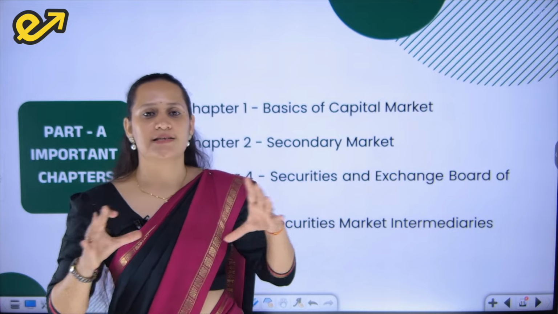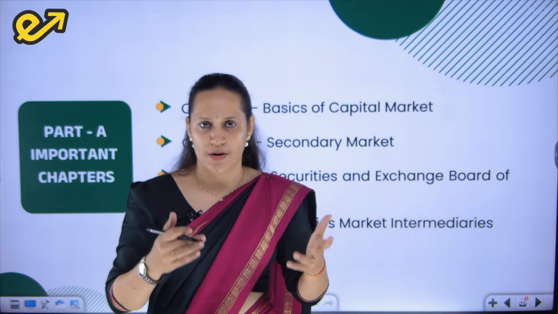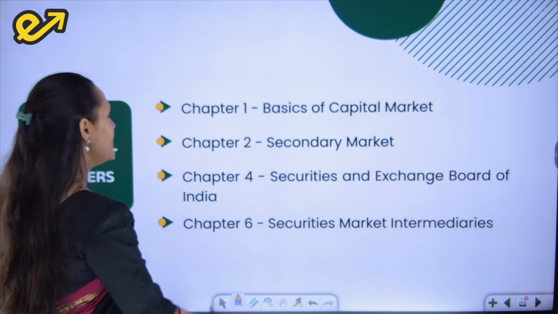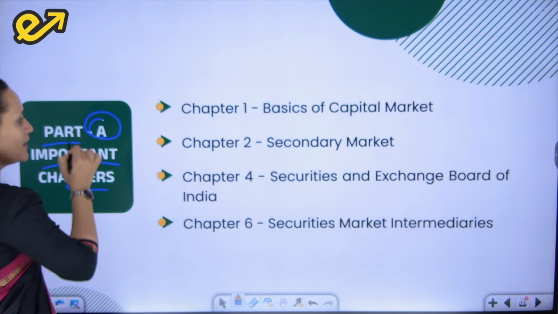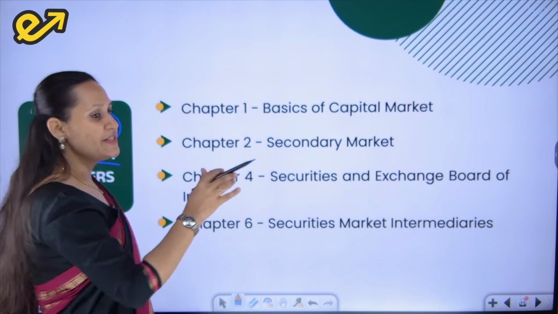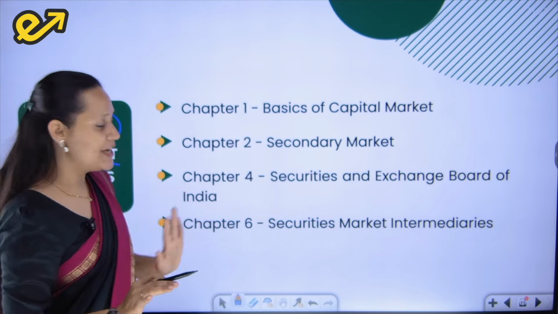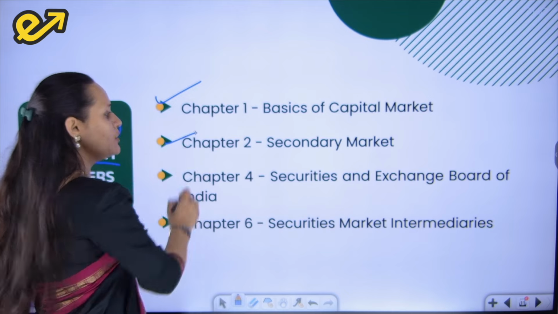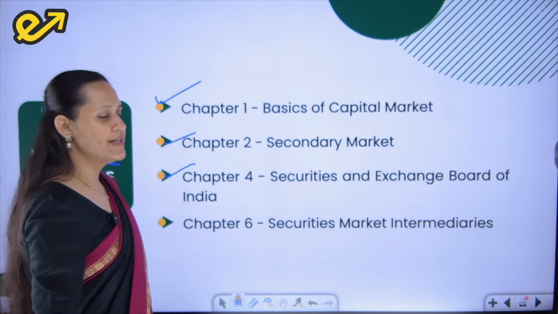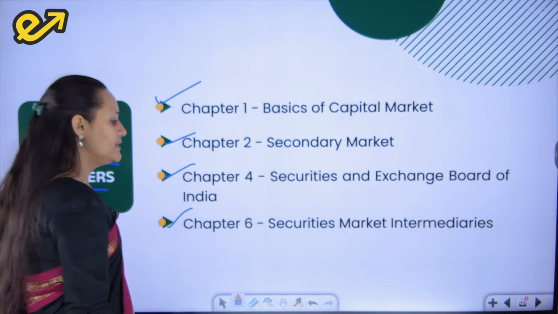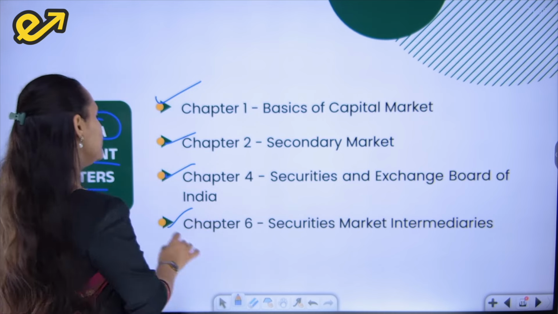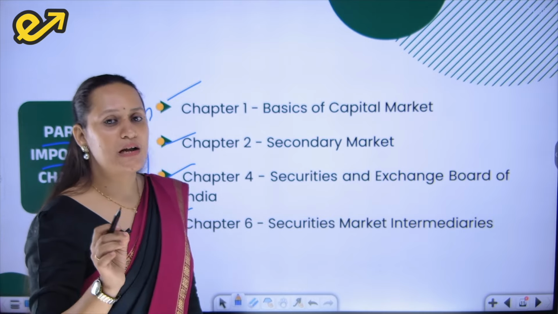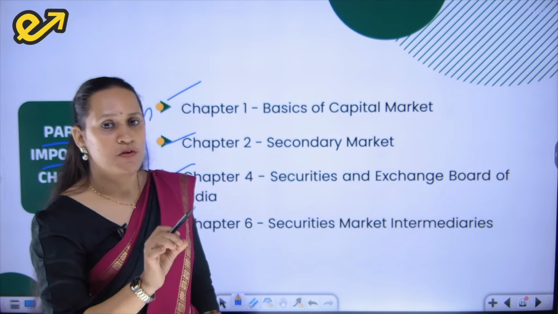Now, like I told you, the entire syllabus is divided into part A, part B, part 1 and part 2. I'm going to give you the list of important chapters also on the basis of part. So let's identify important chapters from part A. On the basis of priority, I am saying on the basis of weightage, I have categorized it. Most important one being Chapter 1 basics of capital market, Chapter 2 secondary market, Chapter 4 Securities and Exchange Board of India, and Chapter 6 Securities Market Intermediaries. These are the 4 important chapters that are very important for scoring marks from part A of the syllabus.